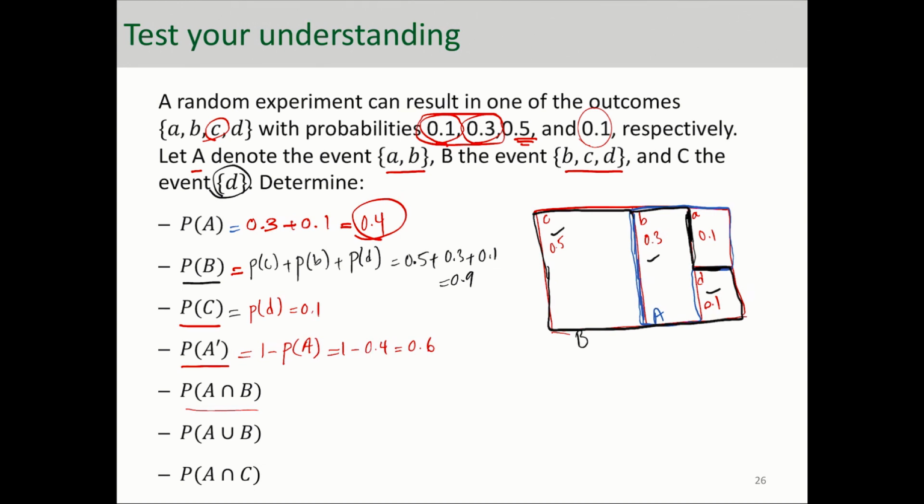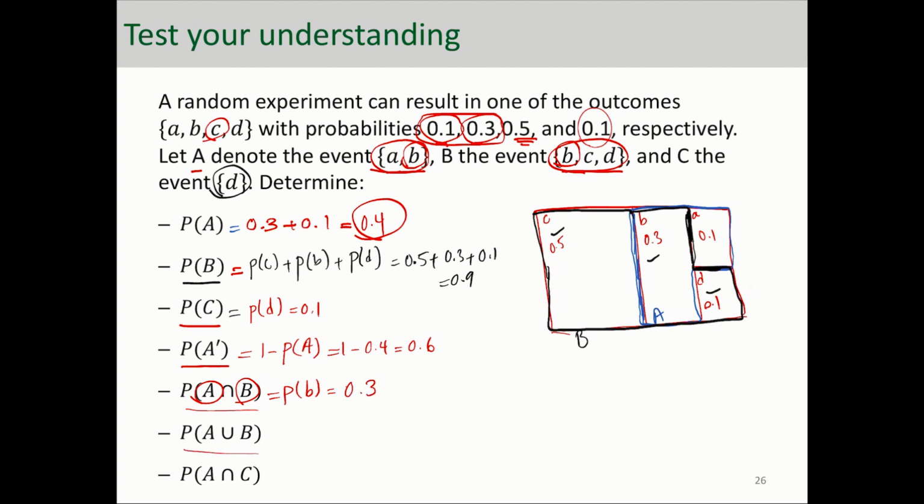Probability of A intersection B. Well, when you look at event A and event B, these are the outcomes in event A. These are the outcomes in event B. The intersection between these two is only b, right? Outcome b. So we just say it is probability of outcome b, that is 0.3.